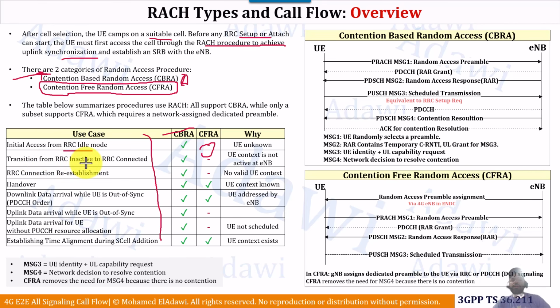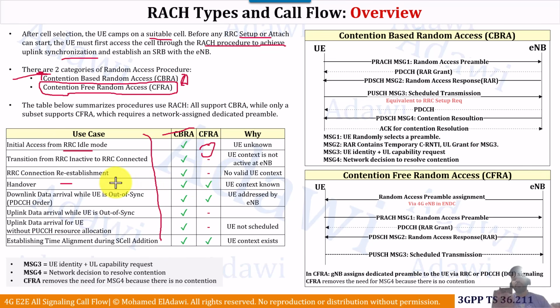Also, whenever you transition from RRC inactive to RRC connected, which is more known in 5G but was also introduced, I think from release 13 if I remember correctly, in 4G as well, this also uses CBRA. Same for RRC connection establishment. In case you lost your connection and are trying to initiate a new RRC connection establishment, it uses CBRA. And during handover, either CBRA or CFRA can be used.